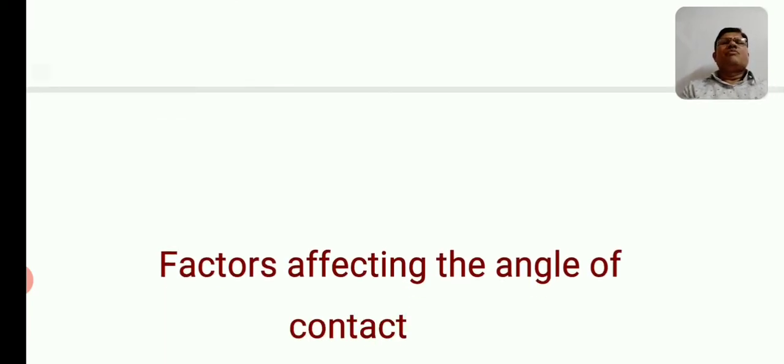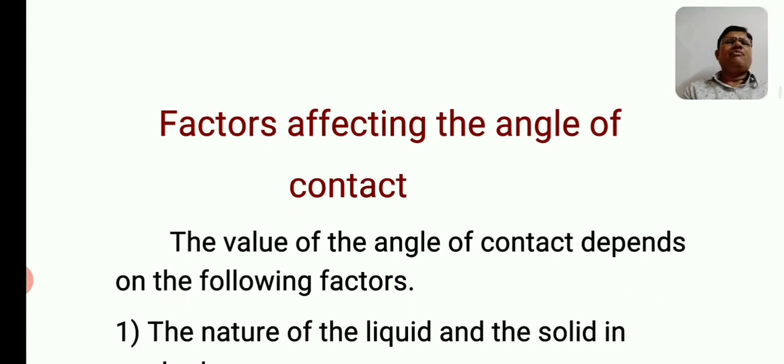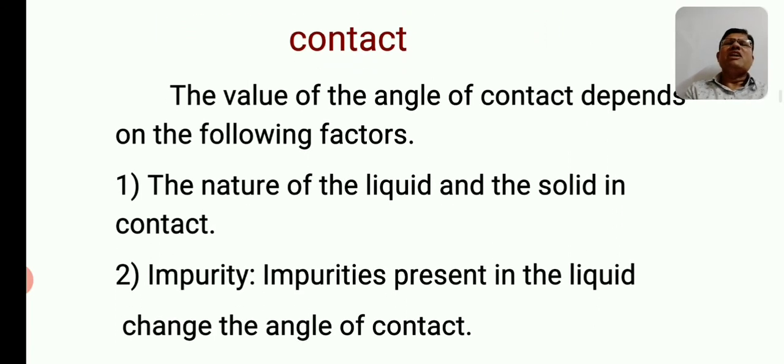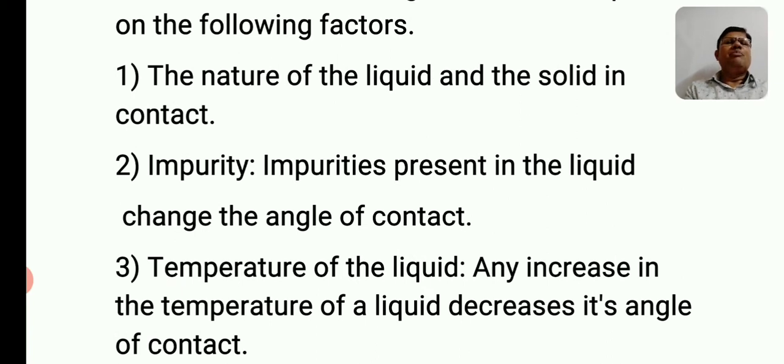Now we are going to see the next article, factors affecting the angle of contact. The value of the angle of contact depends on the following factors: the nature, impurity and temperature of the liquid. So the first factor is the nature of the liquid and the solid in contact. Second is impurity. Impurities present in the liquid change the angle of contact. And the third one is the temperature of the liquid.